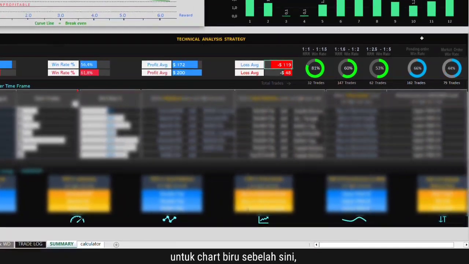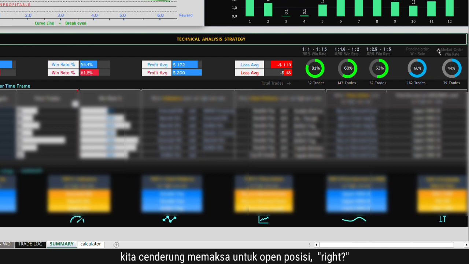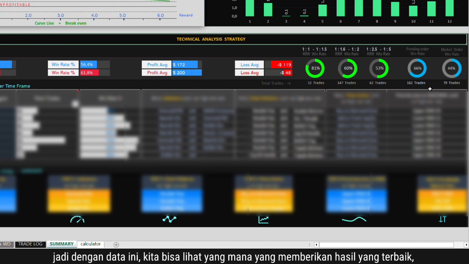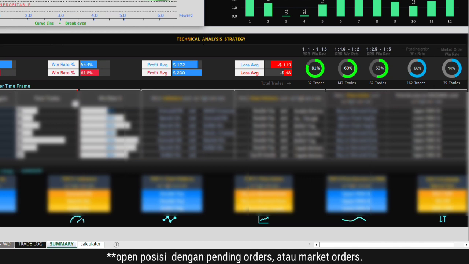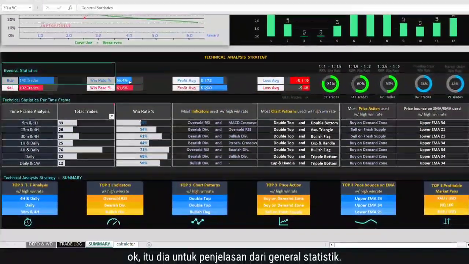For the blue chart around here, this is a win rate based on our executed orders, pending orders or market orders. Sometimes we already have a good trading plan, but because we lack patience and look at the chart too often, we tend to force entries into positions that are not in our trading plan. So with this data, we can see which gives better results, trading with pending orders or market orders. Okay, that is the explanation of the general statistic.